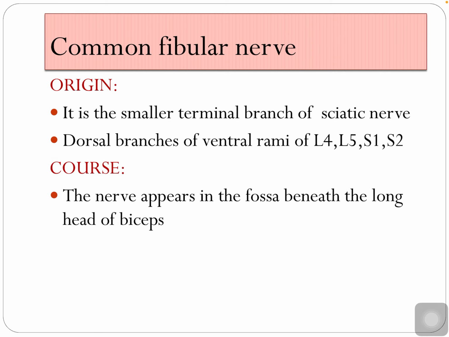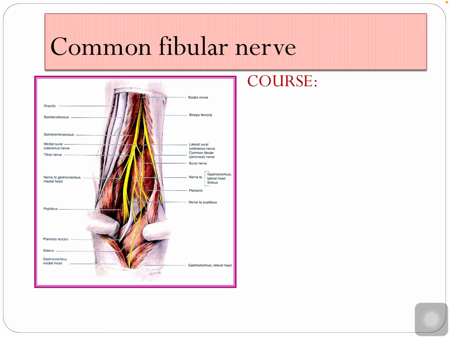Course. The nerve appears in the fossa beneath the long head of biceps. So this is the long head of biceps. You can appreciate the common peroneal nerve is following the lateral border of popliteal fossa in the upper part and it leaves. So I used to think as if this common peroneal nerve is running in the fossa as if it is not concerned with the fossa. The tibial nerve is running very authoritatively in the popliteal fossa in the middle of the fossa, and common peroneal nerve is running as if it is not related to the fossa. That's how we have to remember.